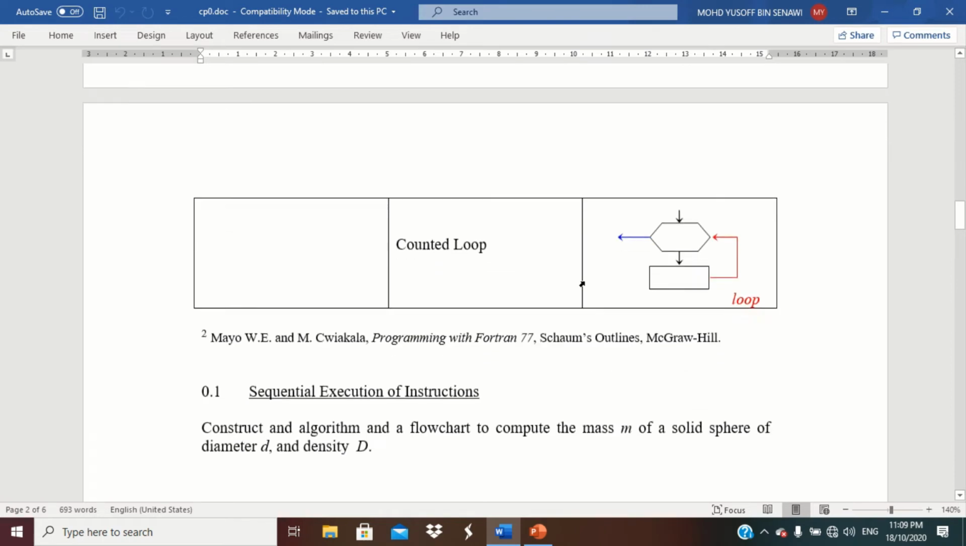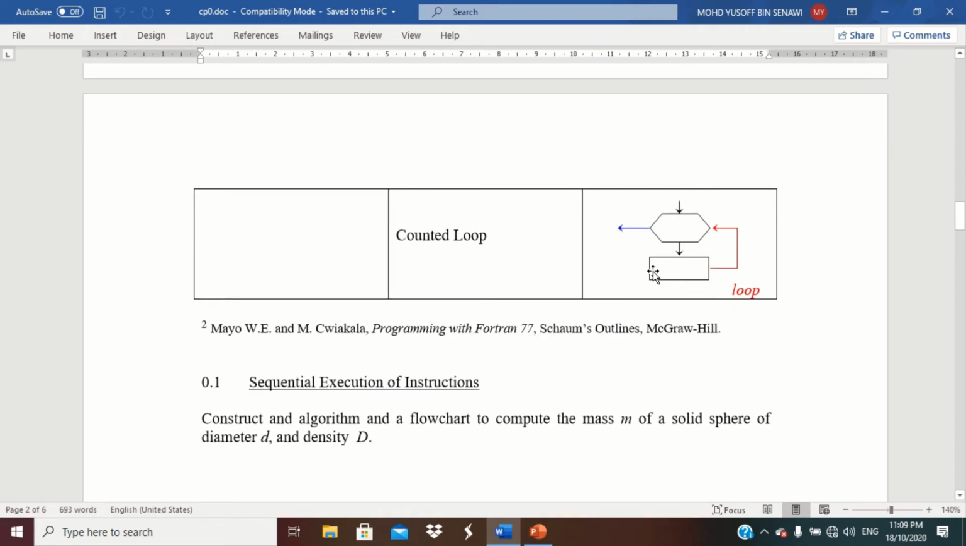Counted loop operation. This is the flowchart symbol. In this flowchart symbol, we set up the looping operation: when to start, when to stop, and what's the increment for the loop control variable. Don't worry too much. All this will become a lot clearer once we go to the actual programming.